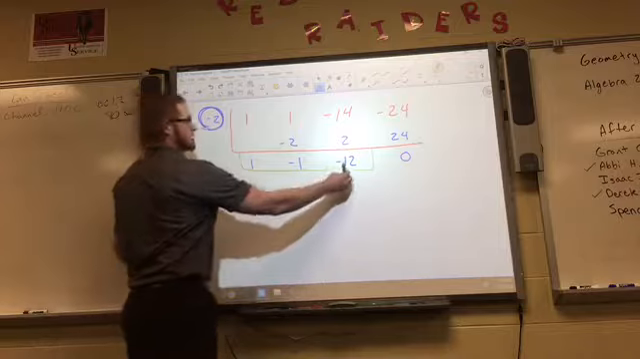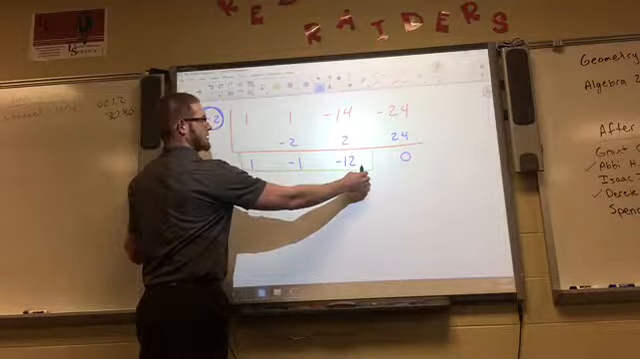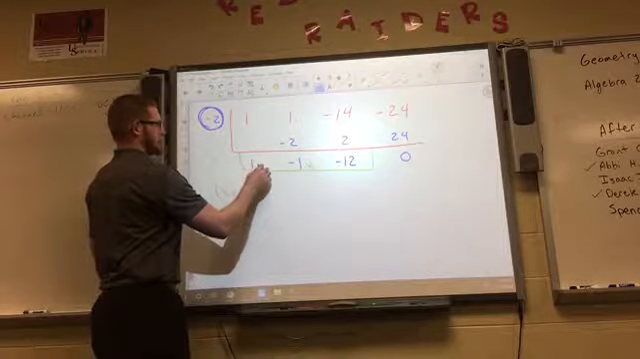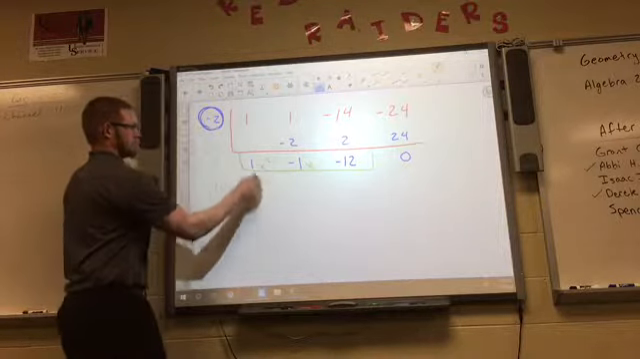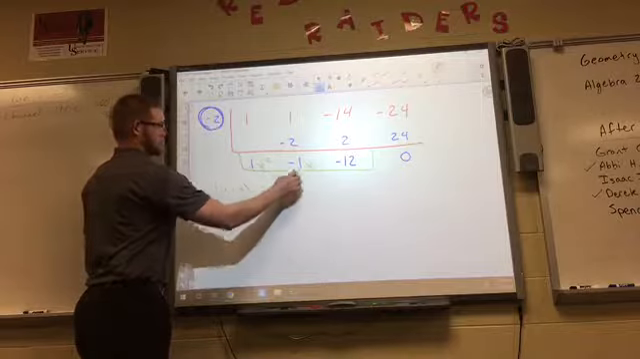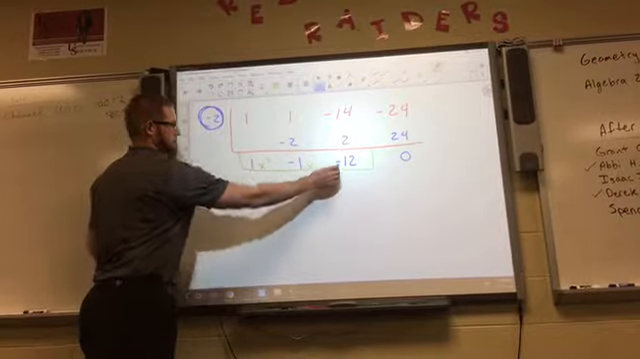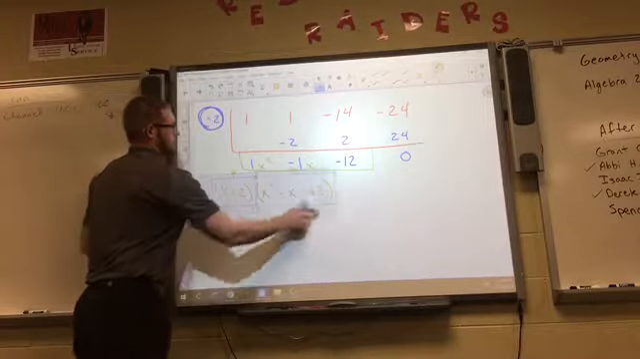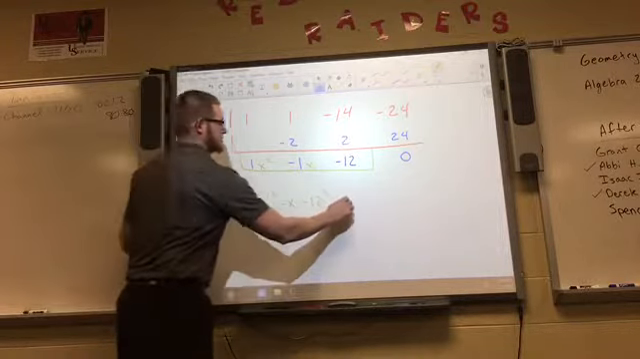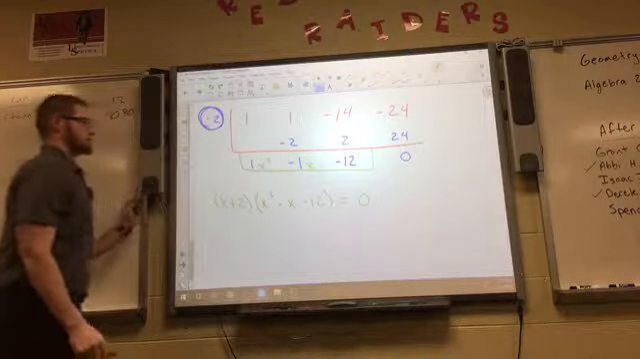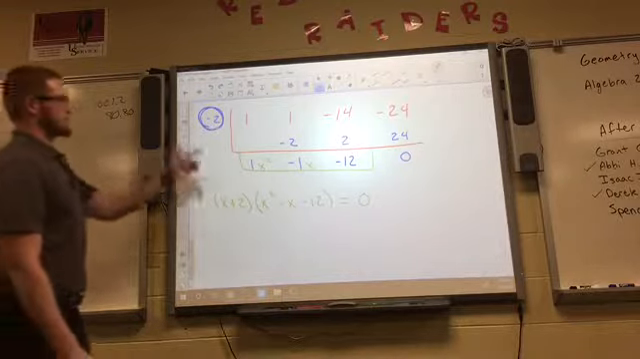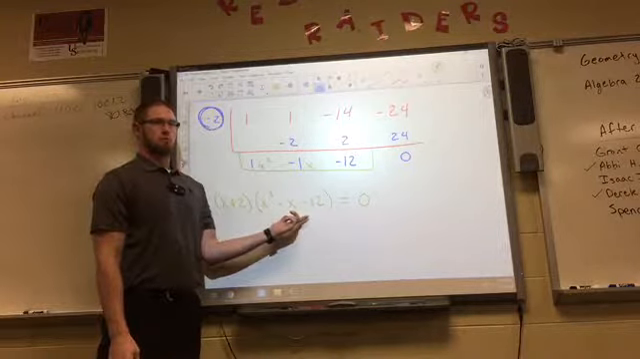Okay, this would be negative 12x to the 0, negative 1x to the first, 1x to the second. So then I have x squared minus x minus 12. For sure today, I'm going to tell you it's possible tomorrow that this won't happen. But once you do this one time, this is probably going to be factorable.